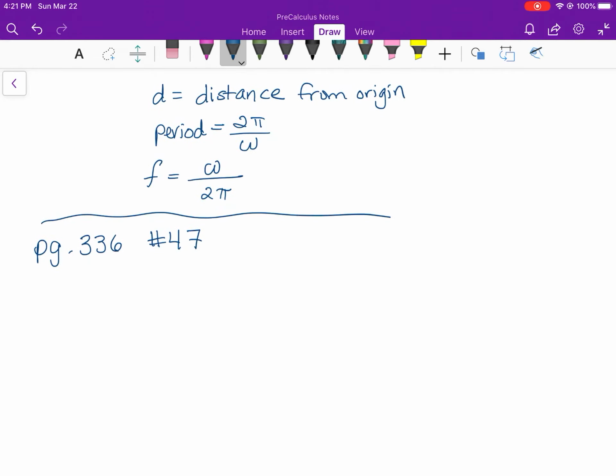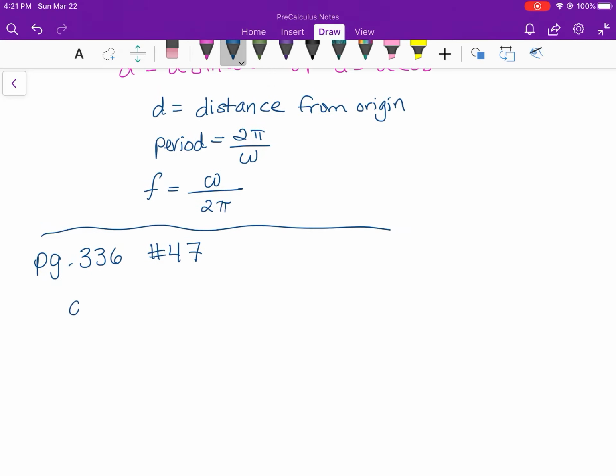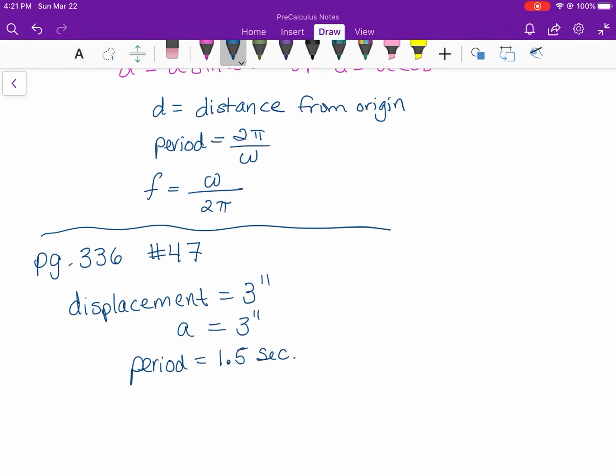So on number 47, we know that the displacement is 3 inches. We know the amplitude is 3 inches. And we know the period is 1.5 seconds. All right, we're going to find a model for simple harmonic motion.